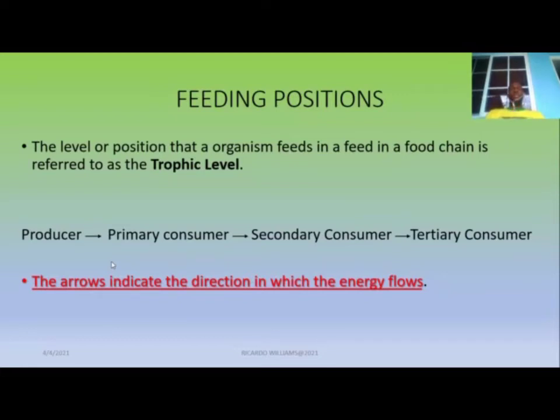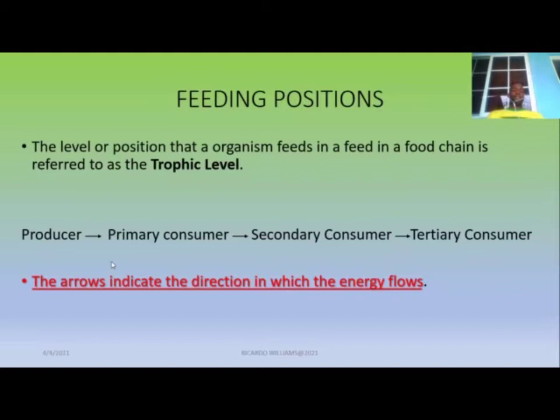So the producer is important. Every food chain must start with a producer. Please make sure you note that. Every food chain must start with a producer. Then next we have the primary consumer. Now the primary consumer, as we said before, is a herbivore. So it's the organism that is going to feed on the plant. Then we have the secondary consumer, which is a carnivore, or it could be an omnivore.